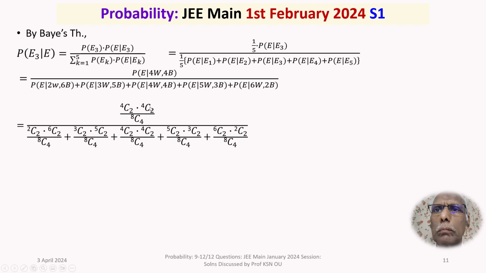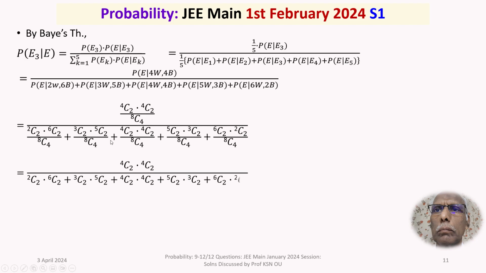In the numerator also, you have a denominator 8C4. That cancels. So cancel that one. Then you will get 4C2 multiplied by 4C2 by 2C2 multiplied by 6C2 plus 3C2 multiplied by 5C2, and so forth. We get.